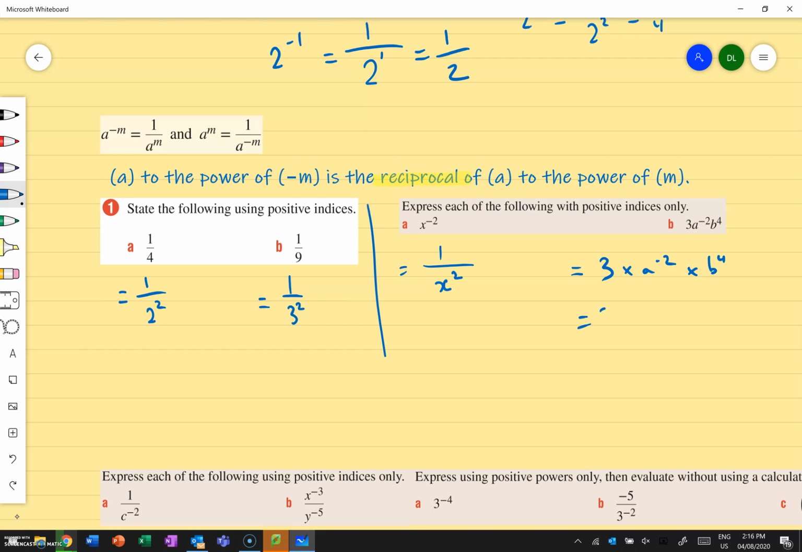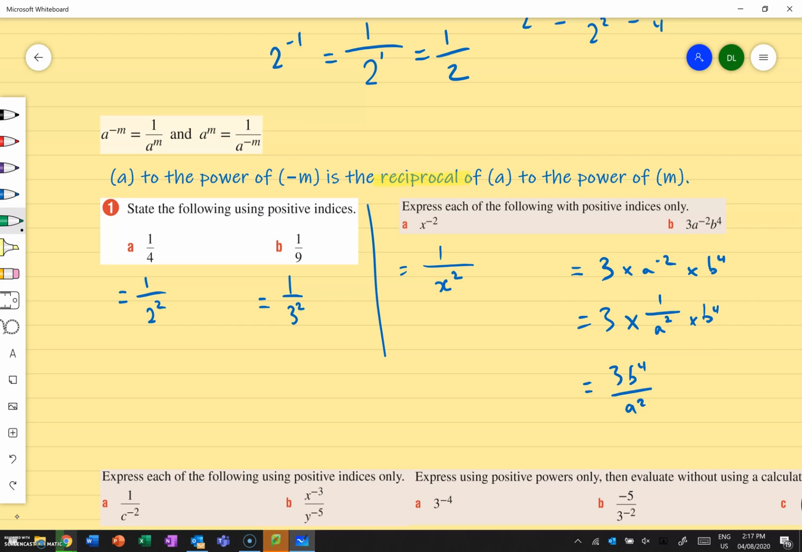I know that 3 is the same, I'm going to multiply by, now I know that a to the power of negative 2, I'm going to put it under the fraction, so 1 over a, and I'm going to change the power to positive, so I get 1 over a squared. But this is still positive, right? So I'm just going to write times b to the power of 4. If I simplify that, I end up with 3b to the power of 4 over a squared.